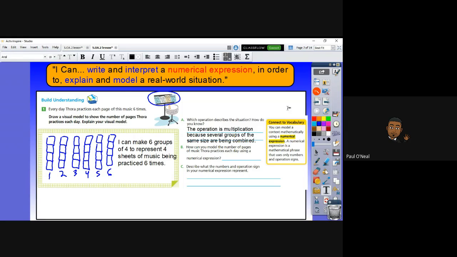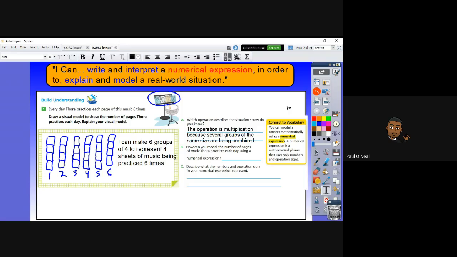Does that mean a numerical expression should only have one number? No, it should not just have one number. The definition says it needs to have numbers and an operation sign or more than one sign. That's what makes it a numerical expression. Okay, let's answer B now.